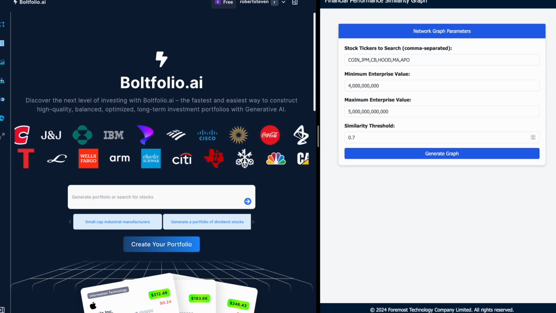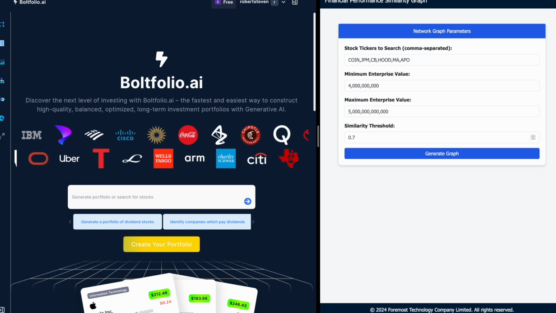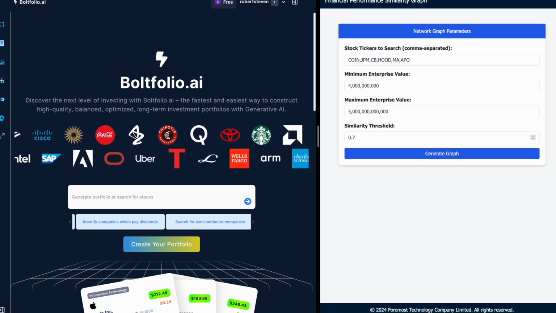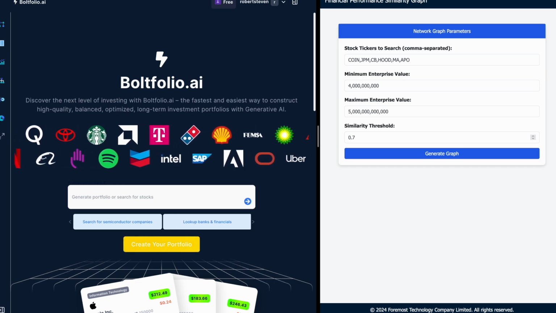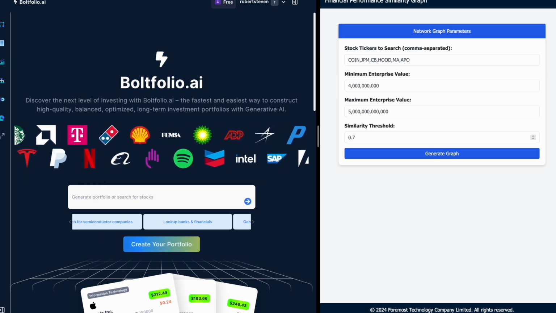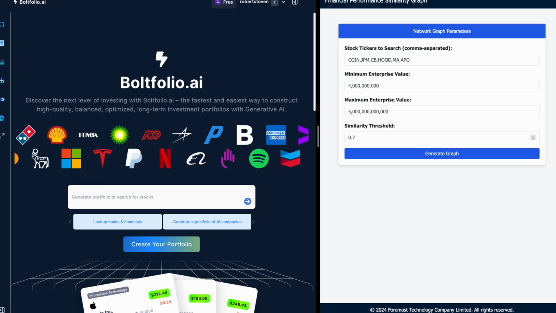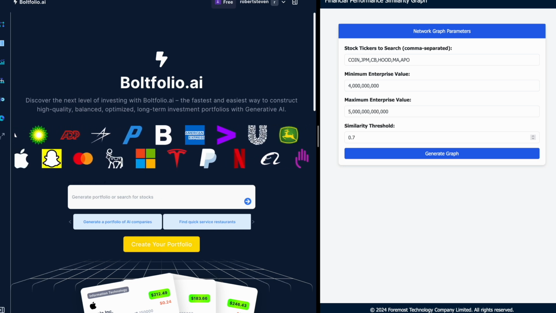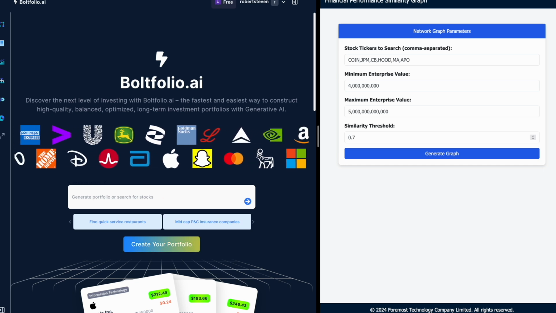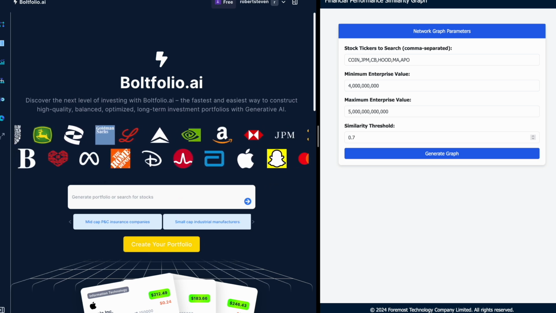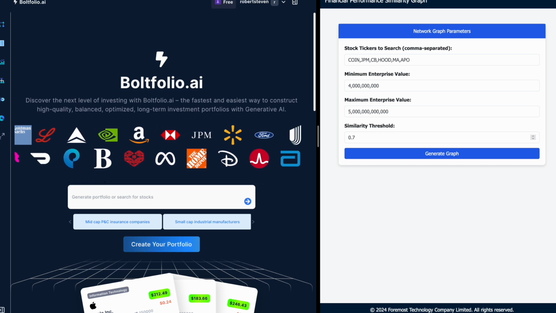Well, I think today we can talk about some of the new innovations that my talented team and I are putting together into our platform, Boltfolio.ai. Boltfolio.ai, if you don't know yet, is the fastest and easiest way to construct a high-quality, balanced, optimized, long-term investment portfolio using the power of generative AI.